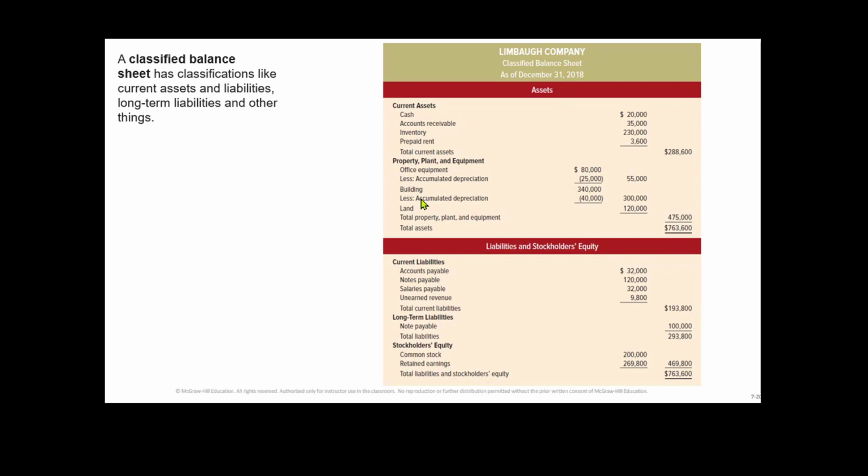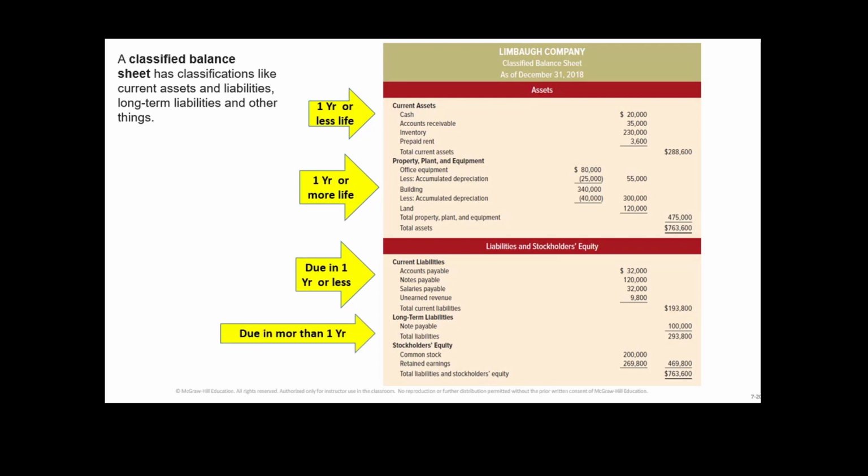And in terms of assets, do the same thing for liabilities. These current liabilities are liabilities that are going to be due within 1 year, due and payable within 1 year. And then you have long-term liabilities that are more than a year. So 1 year, more than a year. And that's the basic classifications. So 1 year or less life, 1 year or more life. Under liabilities, due in 1 year or less, due in more than 1 year. So that's really how you classify these things.